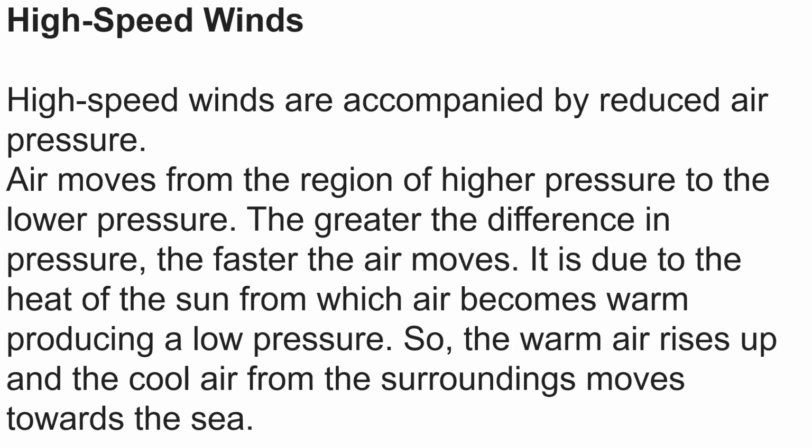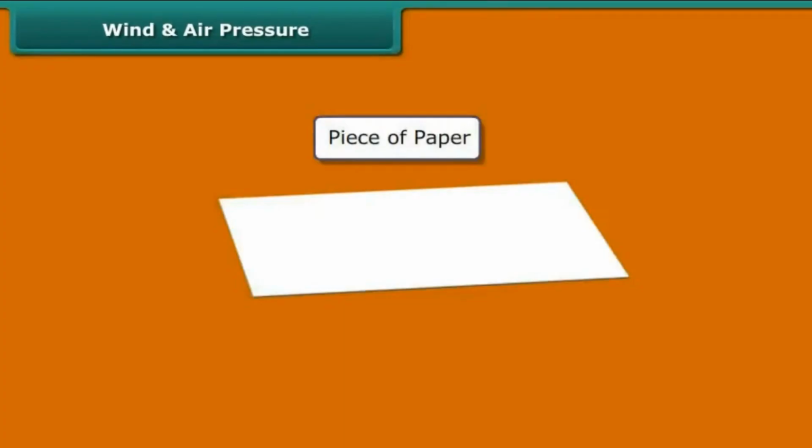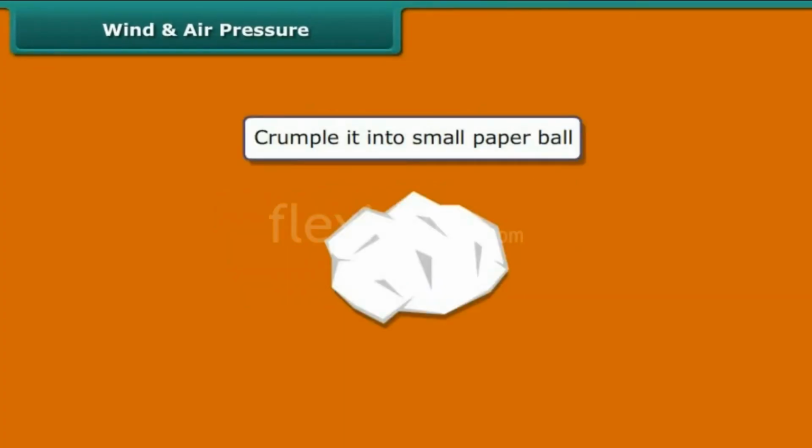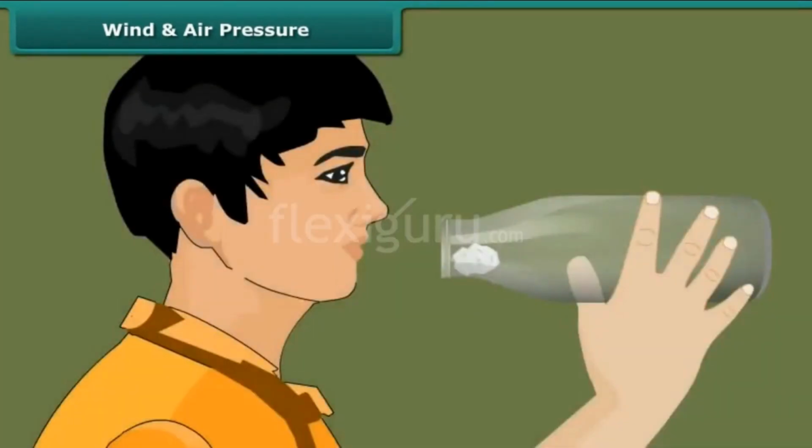The fast moving air blowing over an object helps in lifting the object up by producing a region of low pressure above it. This can be shown by the following activity. Watch the following experiments. Take a piece of paper and crumple it into the small ball. Now hold the empty glass bottle and place the paper ball just inside its mouth. Try to blow the ball to force into the bottle. Observe carefully. The paper ball is not moving inside the bottle.